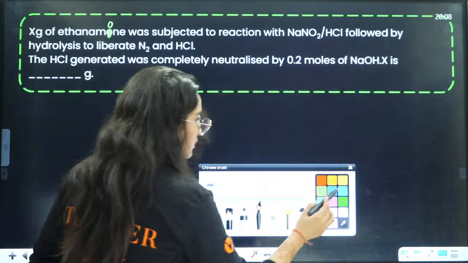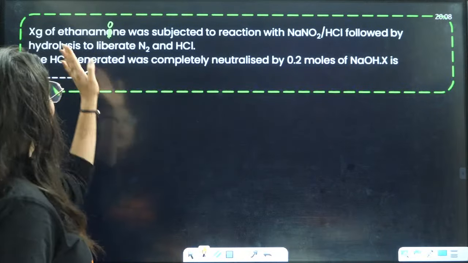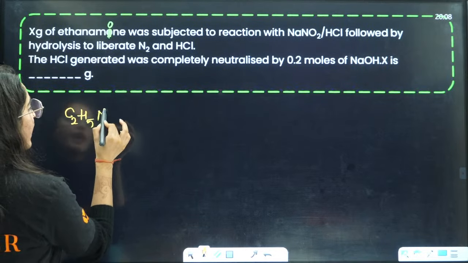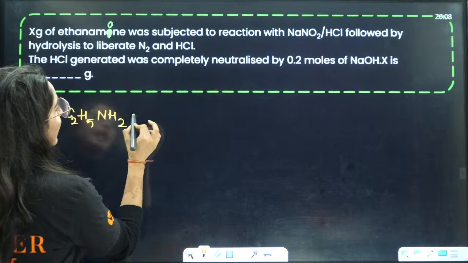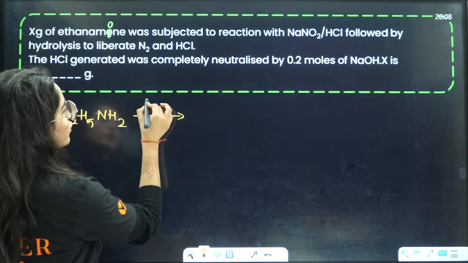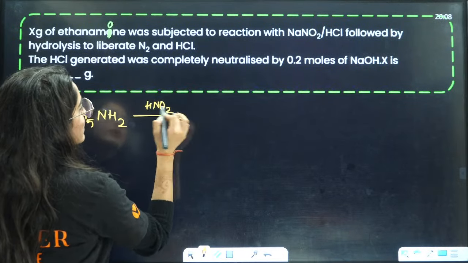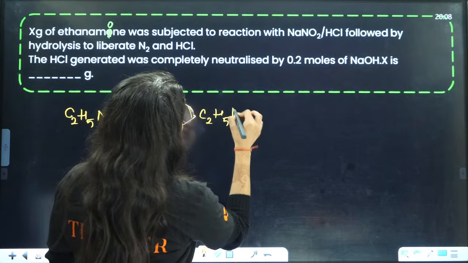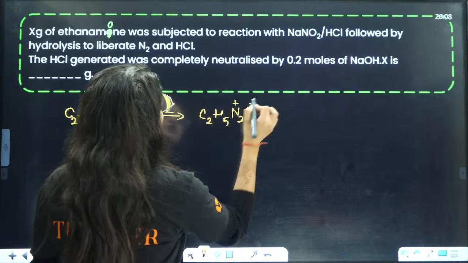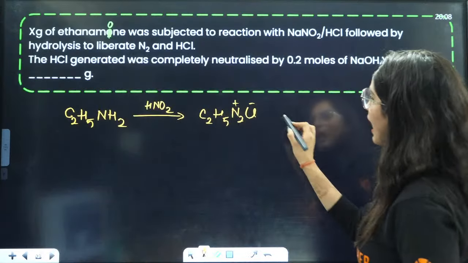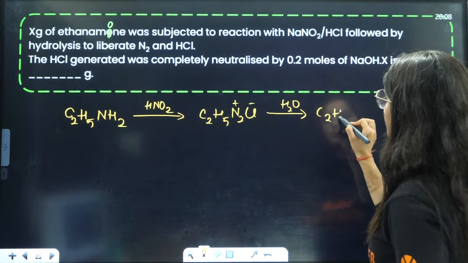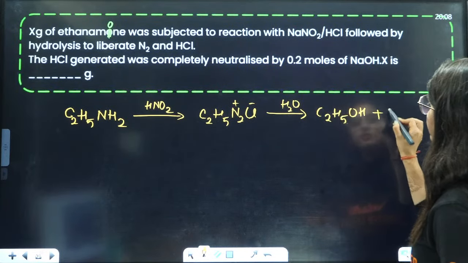So I was like, now ethanamine, that means it is the same reaction, C2H5NH2, right? That is subjected to this NaNO2, you can say HNO2, right? It will form the diazonium chloride, N2 positive Cl negative. After hydrolysis, it will form the alcohol. This is the same question, okay? This is OH, this is N2.